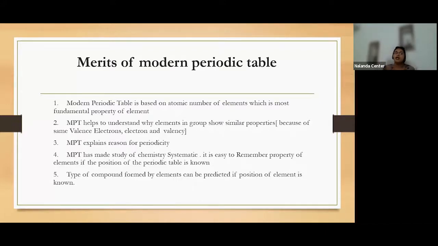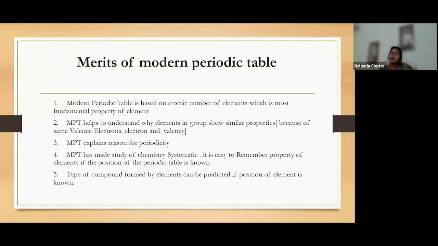The modern periodic table has made the study of chemistry more systematic. It is easier to remember the properties of an element based on its position. Whenever we study the properties of elements in 11th and 12th, we study based on the subshell configuration. We study the first group together, the second group together, the 13th group together. So we study the properties based on the group, not based on individual elements.